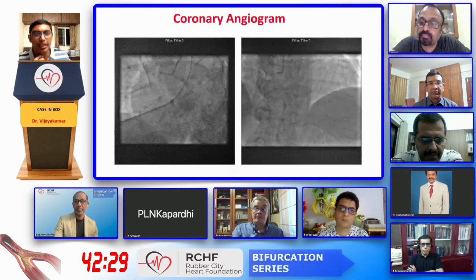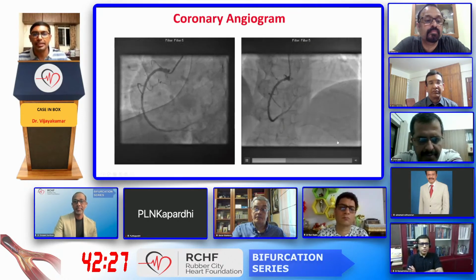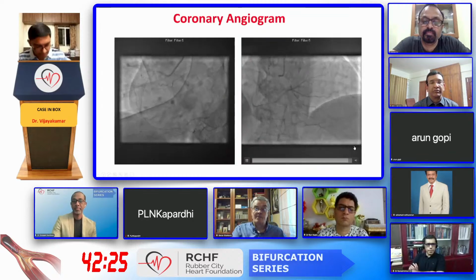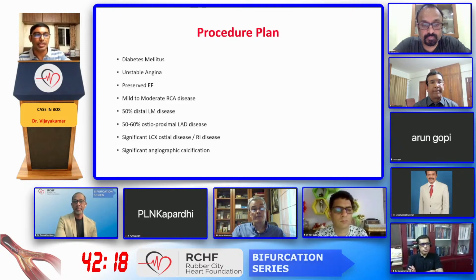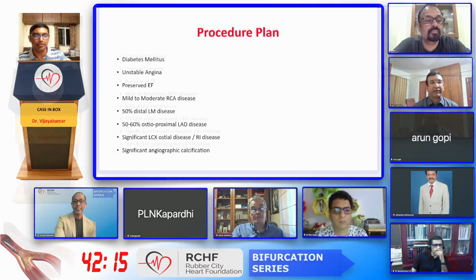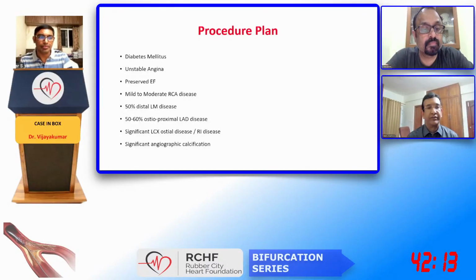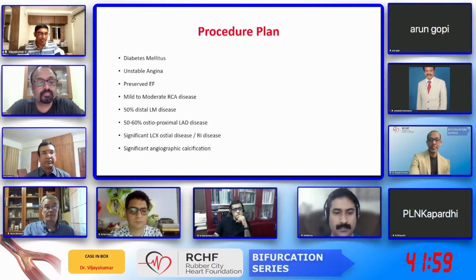That is our plan. So RCA, again, you can just see that RCA is complete, no flow limiting disease. Here we are dealing with a patient, diabetic, unstable angina, preserved EF, mild to moderate RCA diffuse disease, nothing focal. And we thought it is about 50% distal left main disease and 50 to 60% ostioproximal disease, the critical ostial LCX narrowing, ramus intermedius, again 90% ostial disease, but as we already discussed, it is not a very big vessel, and significant angiographic calcification.